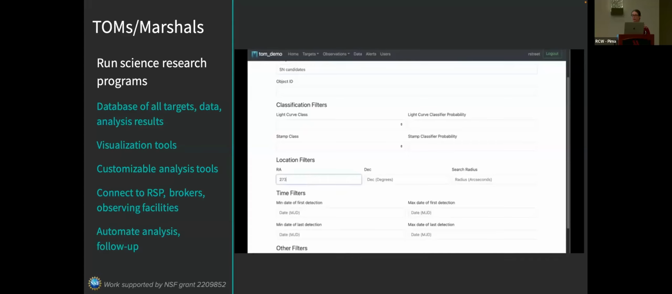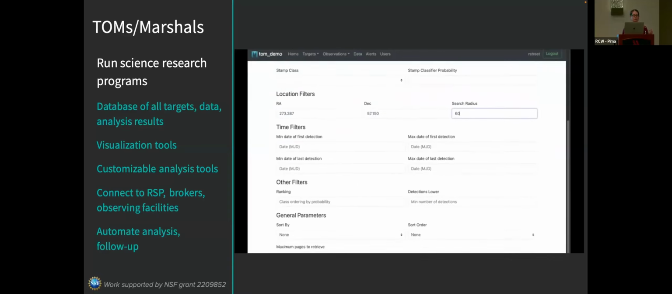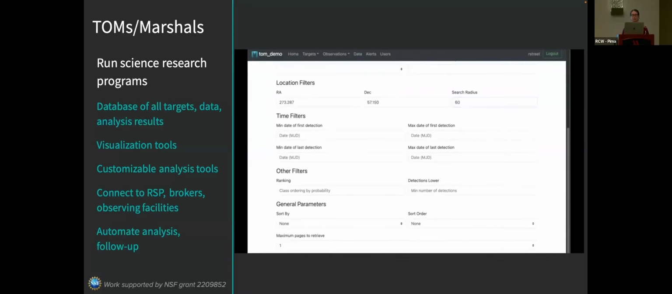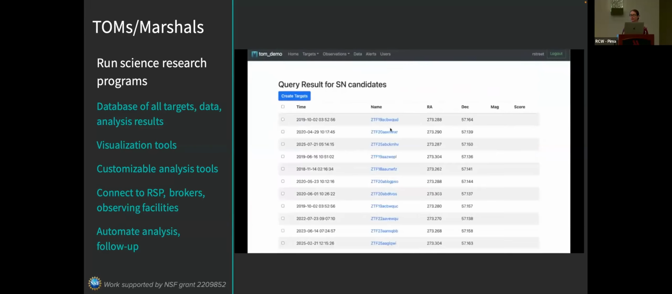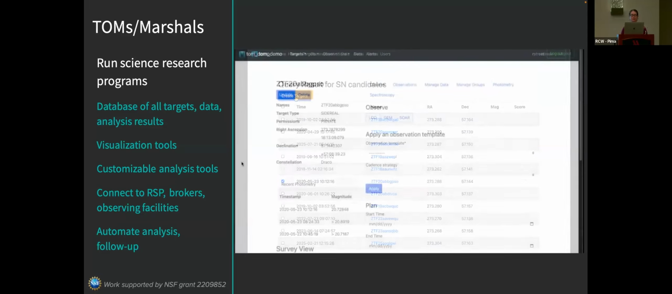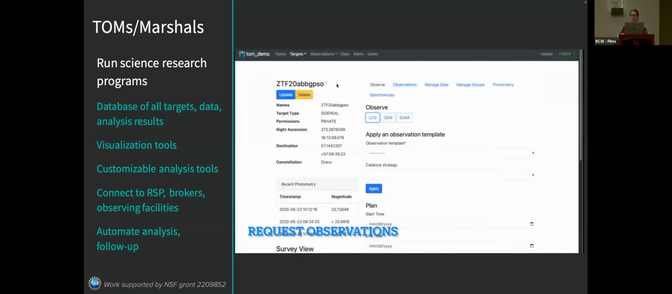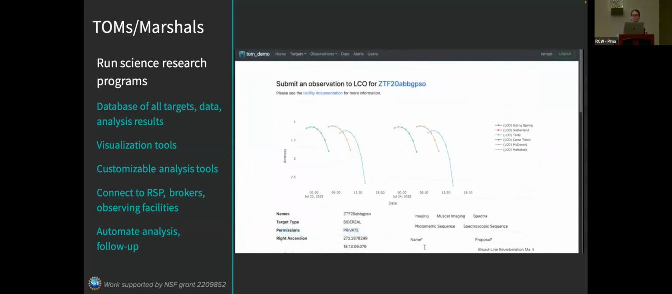They're at their most powerful when they talk to other tools in the ecosystem, and this is particularly important if they can communicate programmatically with the Rubin Science Platform, with alert brokers, and also with observing facilities. They also provide the opportunity for us to automate our analysis. So some of the follow-up programs have to be real-time, they have to be very dynamic, and so this automation is an essential tool.